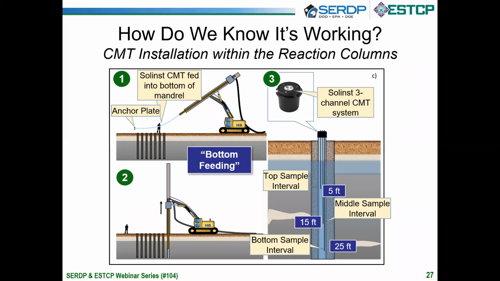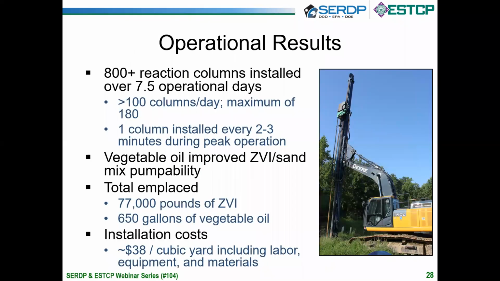So if we move on to slide 28, we can talk a little bit about the operational results. Again, as I've mentioned, the 800 columns were installed over about 7.5 operational days. And I say operational days because we did have some weather delays in between, but it was a 2-week field demo. And again, 7.5 of those days we were actually operating. And so we were able to put in that number of columns to a depth of 30 feet. And again, they're 3.5 inches in diameter.